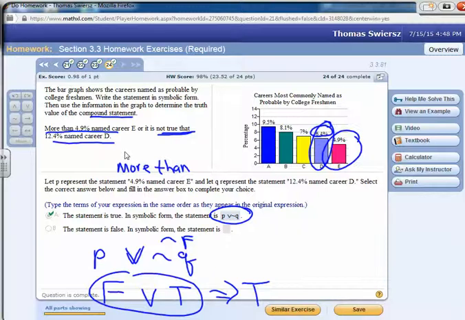Okay? So again, the Q statement is 12.4% named career D. That's Q, but it says it is not true. So it is not true would actually be Q is false, so not Q would actually be true because it is 6.4, not 12.4. All right, very good. You just got to keep your nots and everything situated, and you got to keep track of them so you know exactly which statement is not and which statement doesn't include the not.